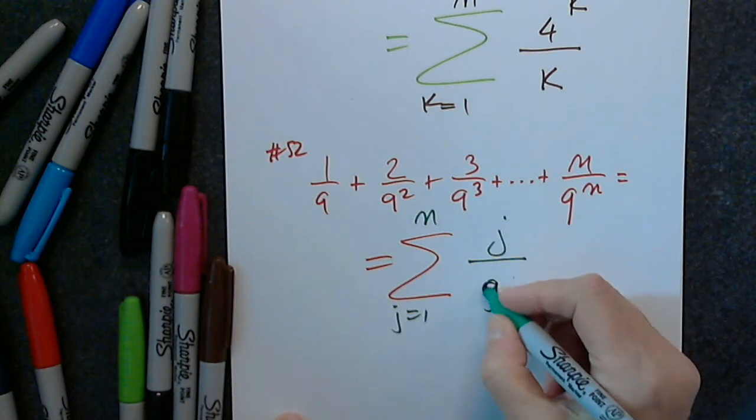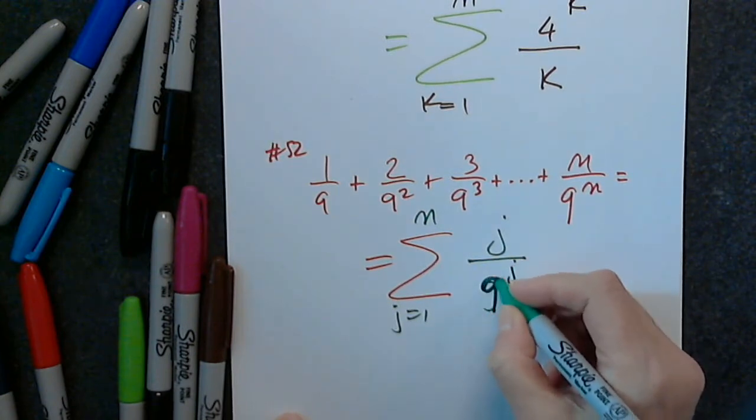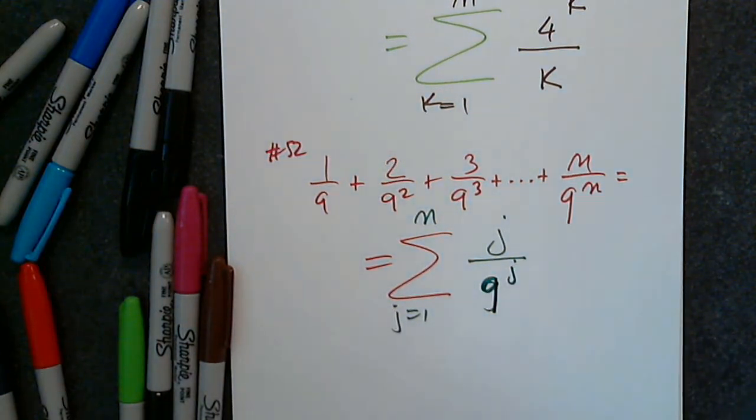9 raised to j. Let's check again. When j is 1, we have 1 over 9. When j is 2, we have indeed 2 over 9 squared. When j is 3, we have 3 over 9 cubed, etc., etc. Is that clear? Yes? Okay.